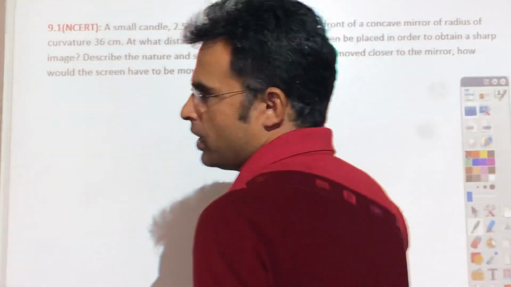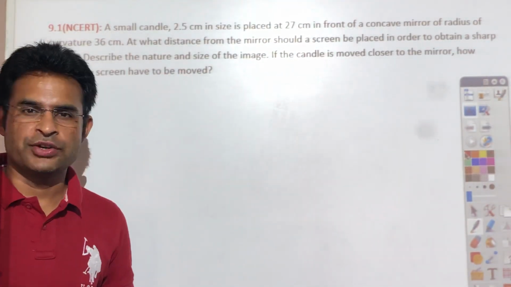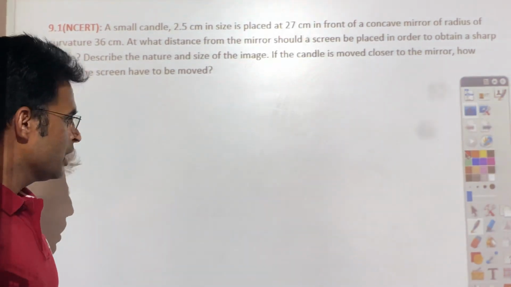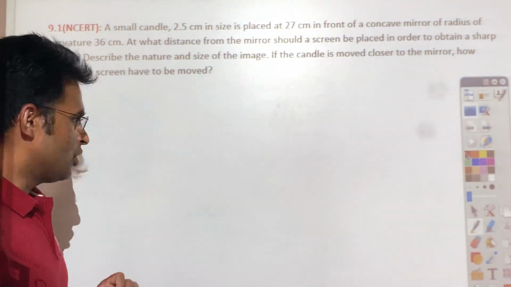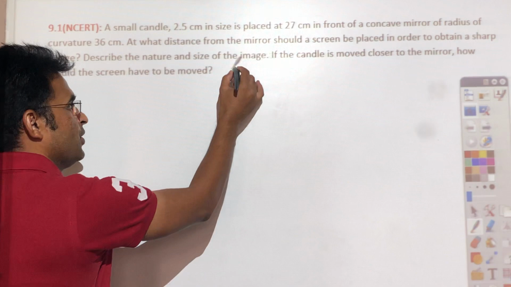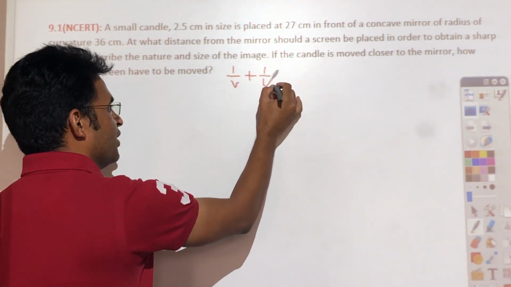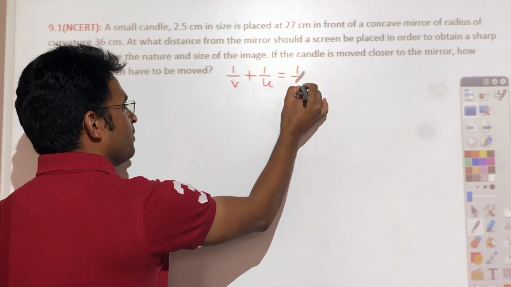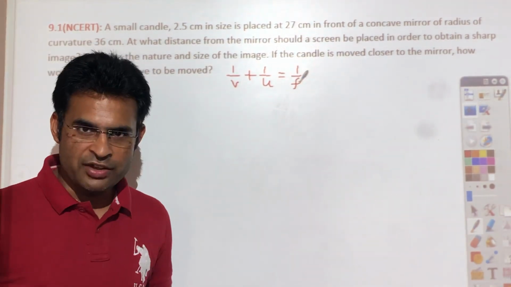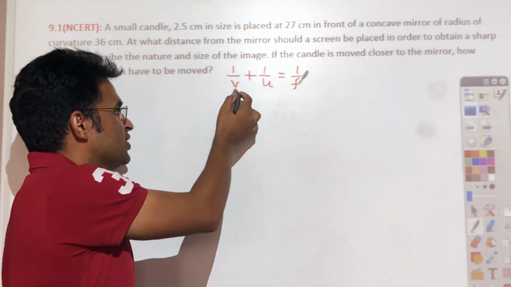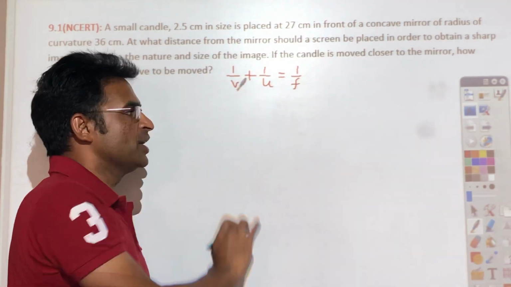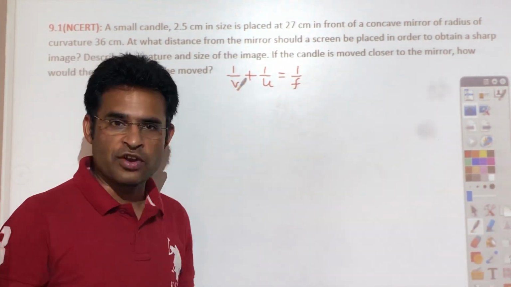In this video, I'll discuss some questions based on the mirror formula. Any question based on the mirror formula, we have to use this formula, called the mirror formula: 1/v + 1/u = 1/f, where v is image distance, u is object distance, and f is focal length.